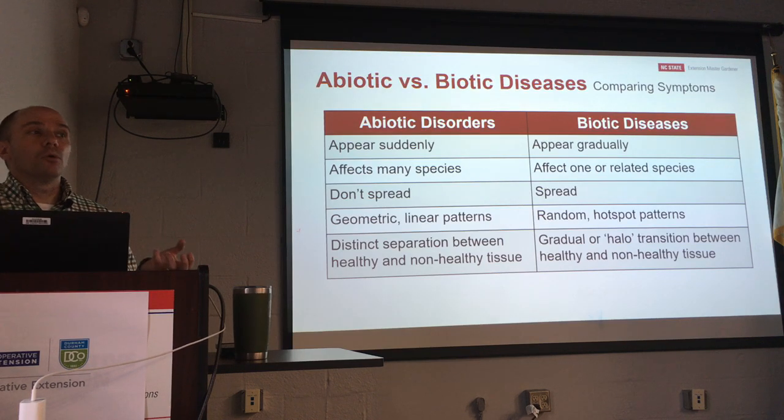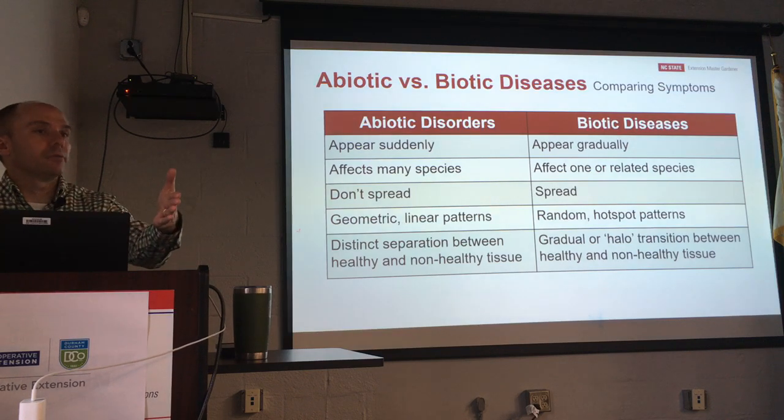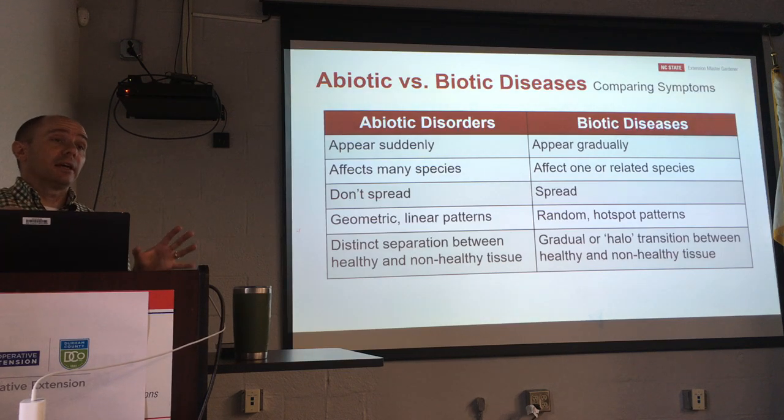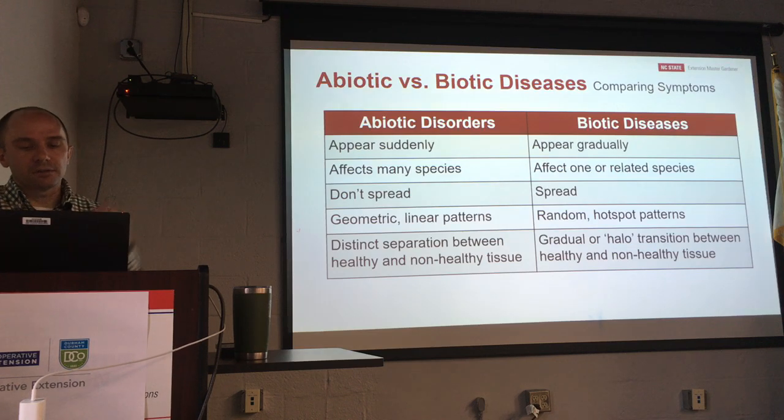Abiotic disorders tend to have more geometric or linear patterns, so if there was a misapplication of herbicide on one side of the sidewalk, you're going to see a line of damaged turf or whatever. Whereas with diseases, because the infection event was probably pretty random, whatever the dispersal agent, air, water splashing, etc., was relatively random, you might see hot spots, random areas that are having the disease. Then if it's spreading, it might spread from those random initial colonization points.